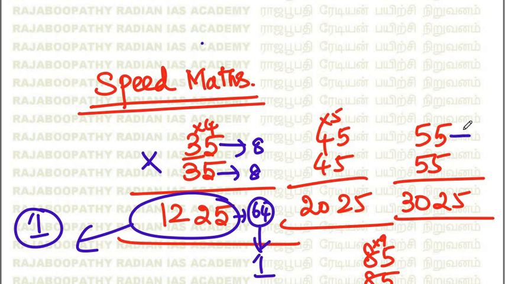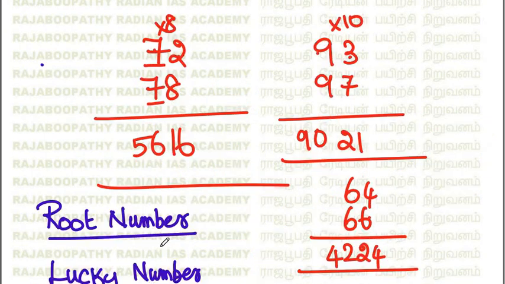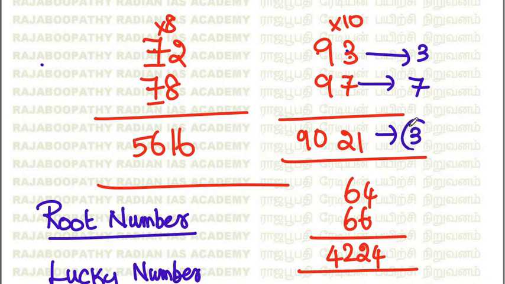Look here. What is the lucky number of 55? 1. What is 1 into 1? 1. Verify whether the answer's lucky number is 1. It should be 1. Verify this. What is 93? 93 means 3. 97 means 7. 7 into 3, 21. 21 means 3. Verify whether this is 3. Yes, this is 12. 12 means 3. Therefore, the answer is verified.